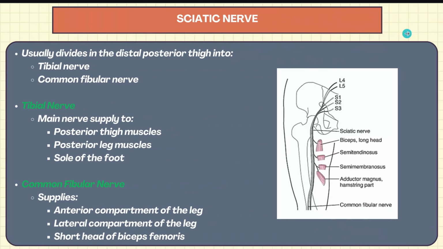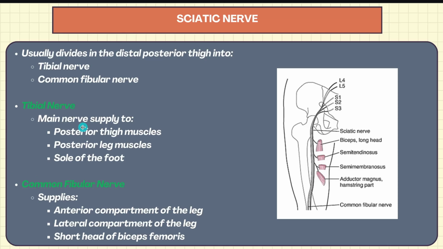Now the sciatic nerve usually divides in the distal posterior thigh. So that means the sciatic nerve, just earlier we said the posterior portion is mostly innervated by the tibial nerve. This tibial nerve is branched off the sciatic nerve. This sciatic nerve also gives off the common fibular nerve, which supplied, what did we say earlier? The short head of the biceps femoris.